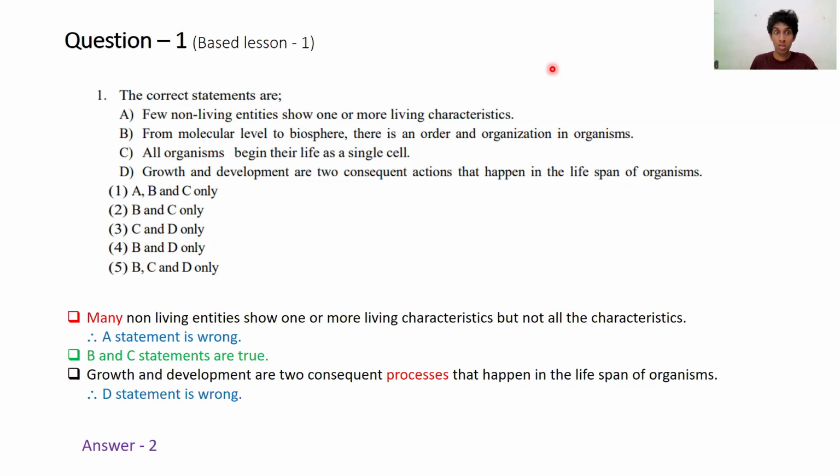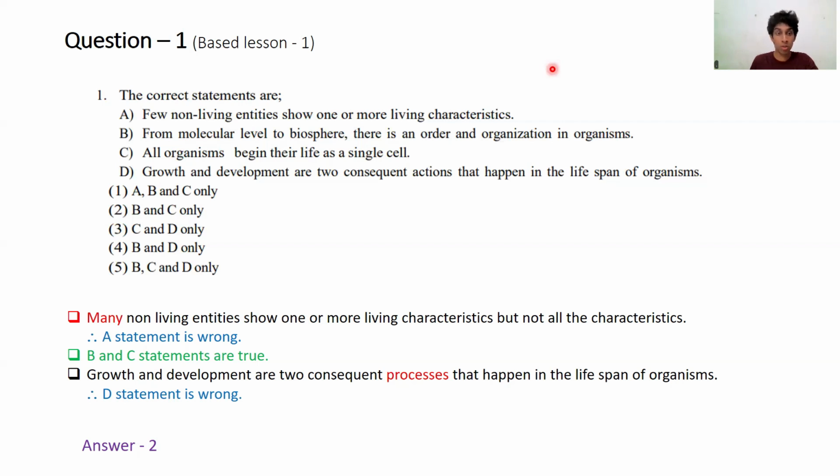The correct statements are: few non-living entities show one or more living characteristics. Statement A is wrong because many non-living entities, not few. Alright, so many non-living entities show one or more living characteristics, but not all the characteristics. Therefore, statement A is wrong.